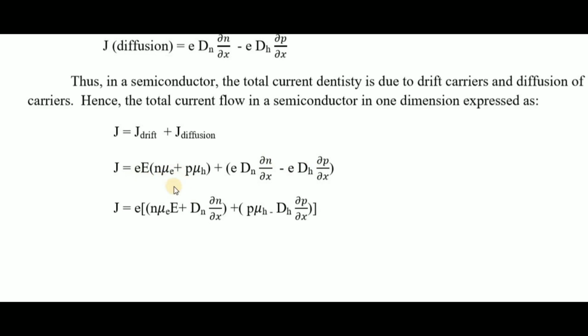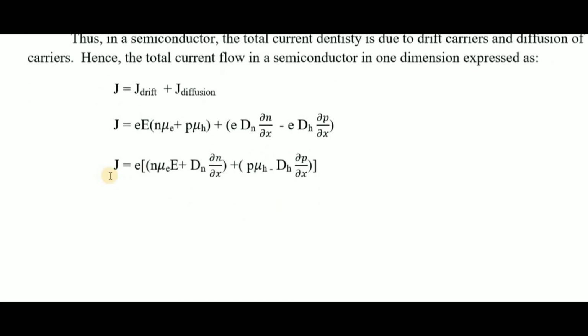Then take common charge-wise. First, e will be a common factor for all these expressions. Small e into n into mu e into capital E plus Dn into dou n by dou x. This gives the drift and diffusion of electrons. Plus p into mu h into E minus Dp into dou p by dou x. This will be the drift and diffusion of holes. The total expression is multiplied by small e.